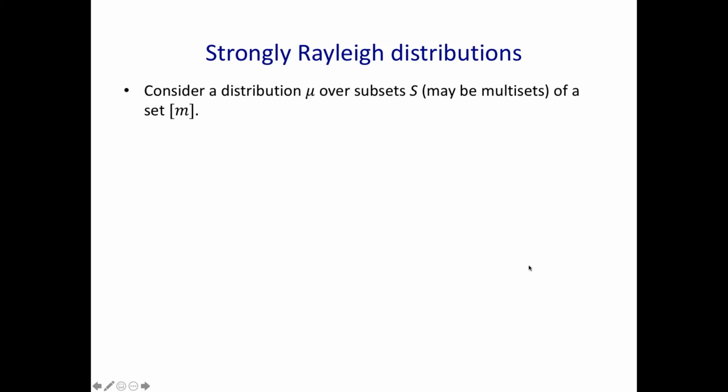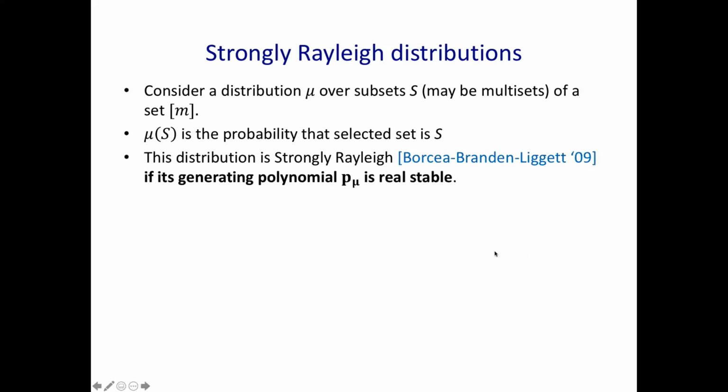Consider a distribution mu over subsets of a set M, and for us, these will be trees over the edges of a graph. Then let mu of S be the probability that we select a set S. The distribution is strongly Rayleigh if its generating polynomial P of mu is real stable. So what is this P of mu? If you assign each element i of the set M a variable zi, then the generating polynomial is this object. You sum over all sets in the support, and you multiply mu of S times the product of the zi's for each element i in the set.